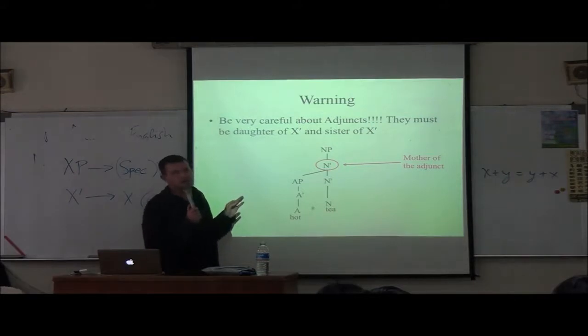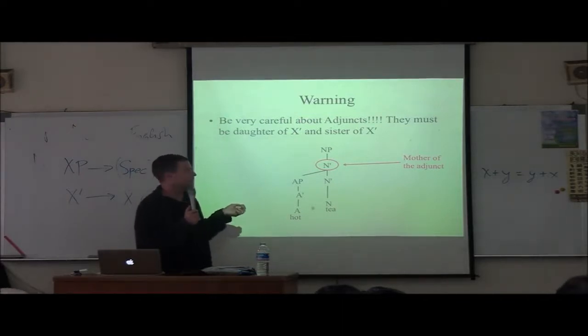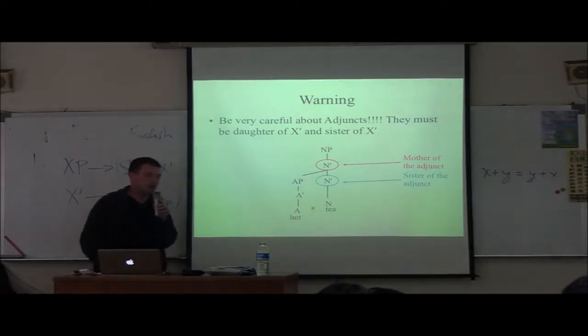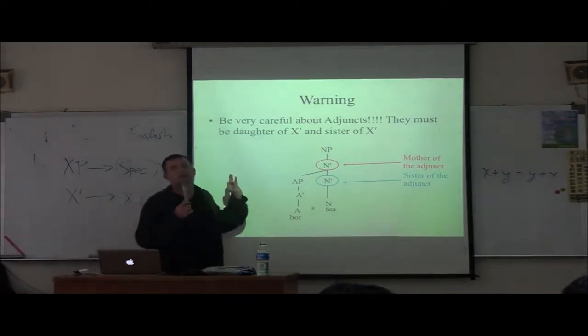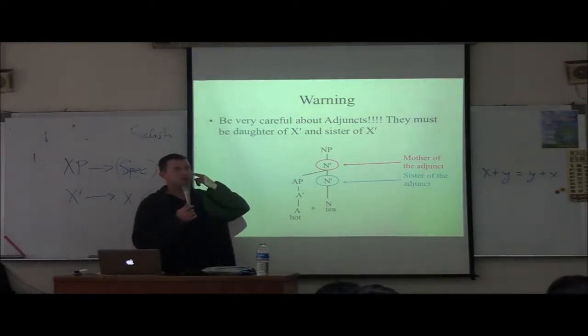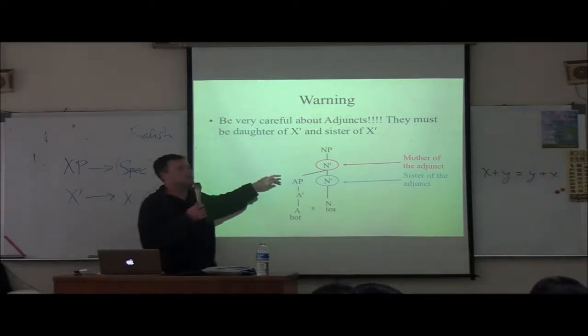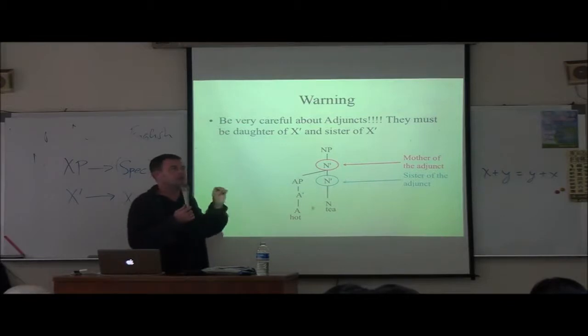It's an adjunct. It behaves like an adjunct. We want to draw a tree for it as an adjunct. That means the mother of the phrase must be an X bar, and the sister of the phrase has to be another X bar. In this particular case, it's N bar and N bar. The number of X bars in a tree will be equal to the number of adjuncts in a tree plus 1.